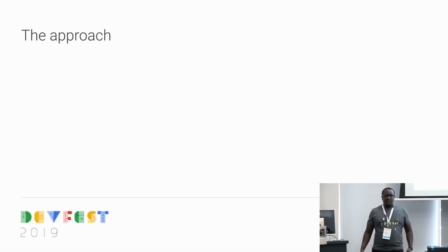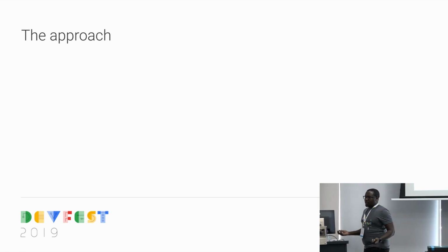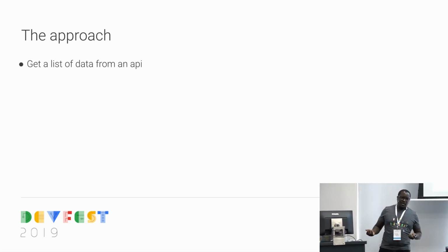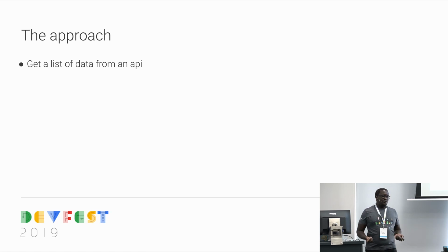So now, what is the approach? What we want to do is show this information. First, we have to get our information from somewhere, so you're going to get your data from an API. Then what are we going to do with this? We could just keep it in memory, but most phones don't have the capacity to store this. Well, if you have the money to upgrade, you can.